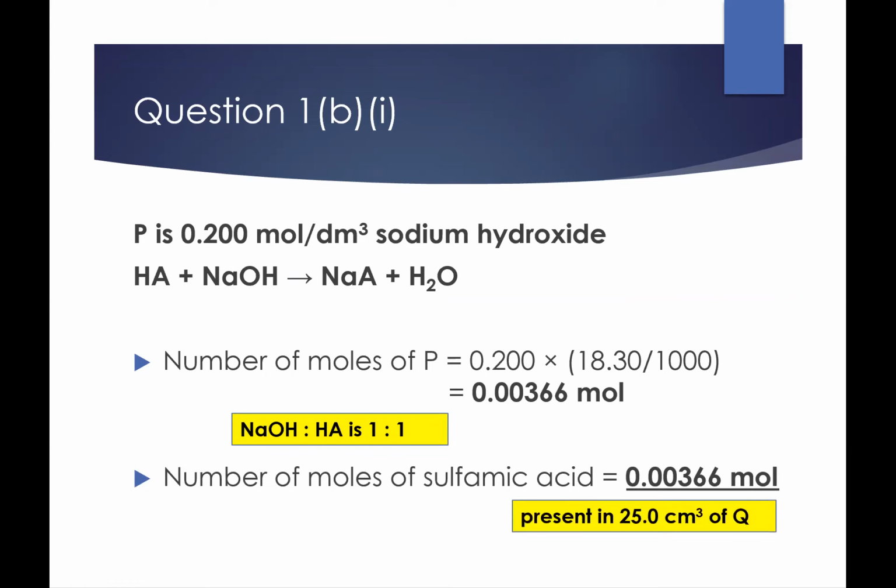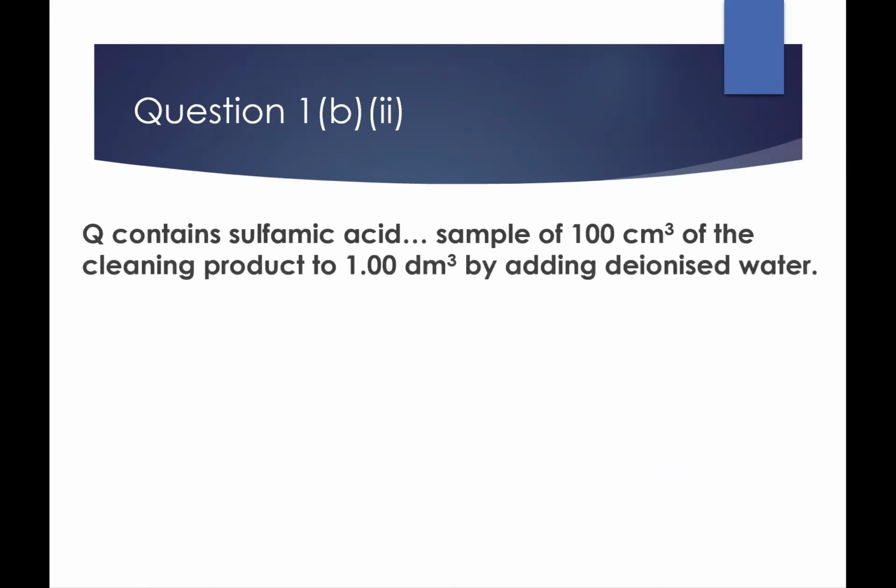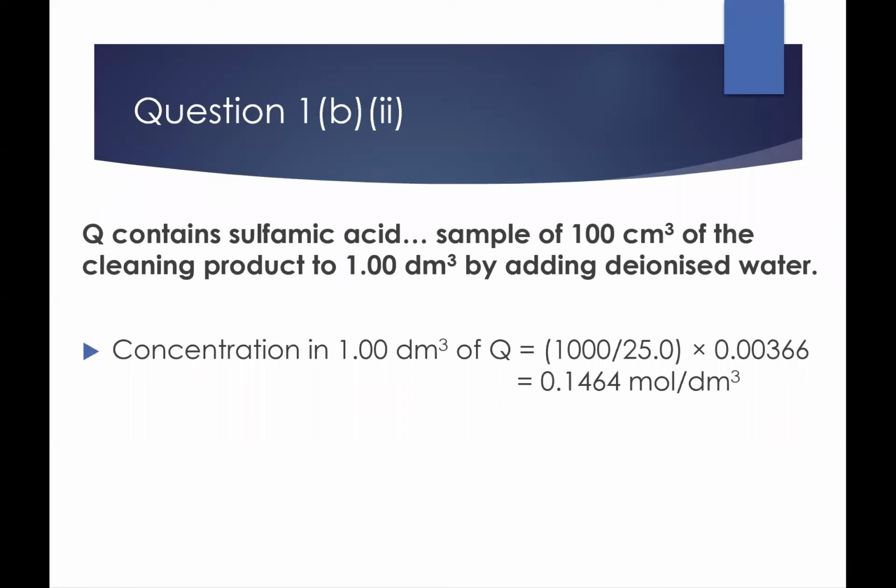Now, the greatest challenge will be the next part, which is B part 2. So with this value that you've calculated, you are told at the start of this question that your Q contains sulfuric acid. Okay, and then you have your sample of 100 cm cube of the cleaning product, which was added, you had your deionized water added until it is 1 dm cube. So the question requires you to find the concentration of the sulfuric acid in the cleaning product.